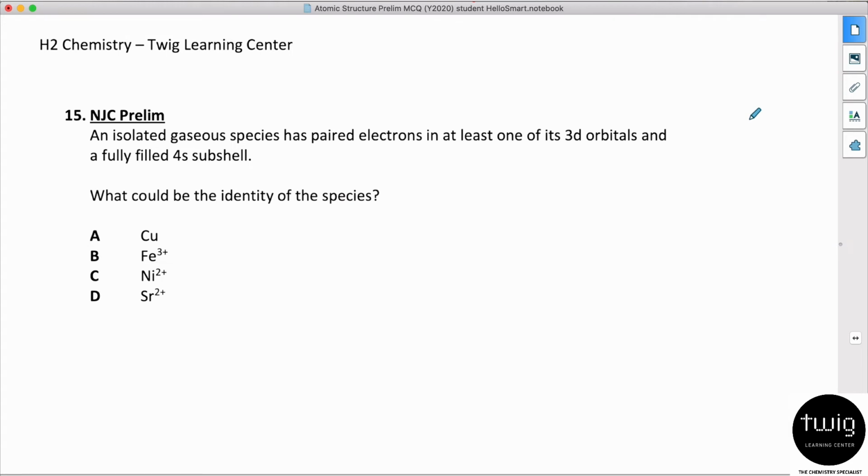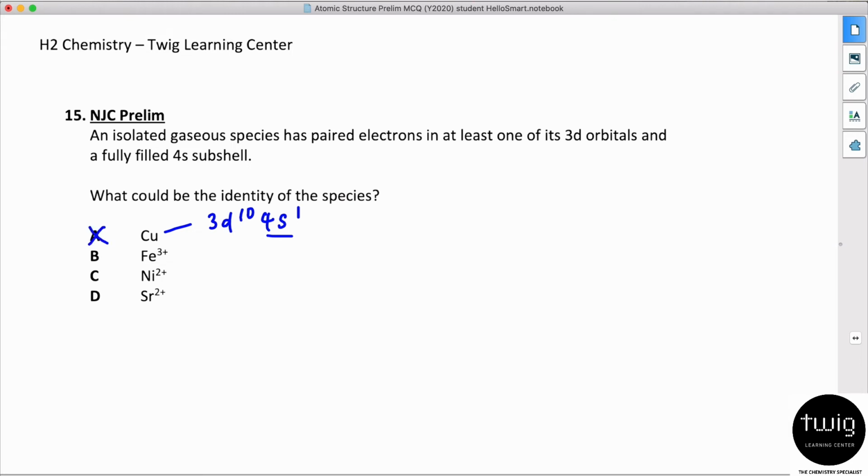Isolated gaseous species have paired electrons in at least one of the d orbitals and a fully filled 4s. What could be the identity? So copper is actually 3d10 4s1. This one is the anomaly, you just have to learn by heart. And it has a fully filled 4s, which is wrong. It doesn't have a fully filled 4s.